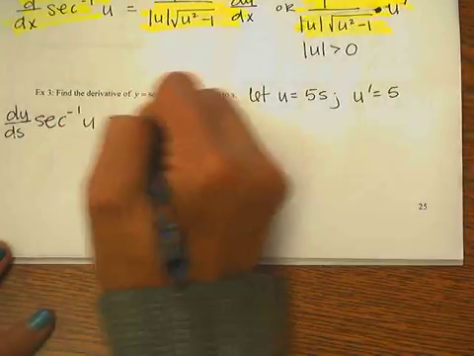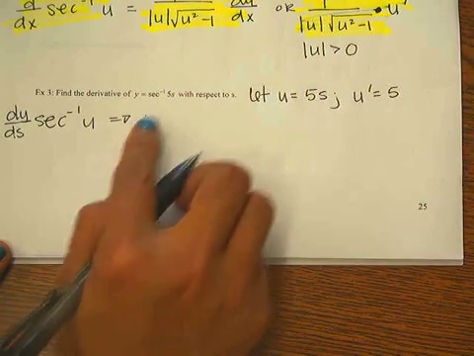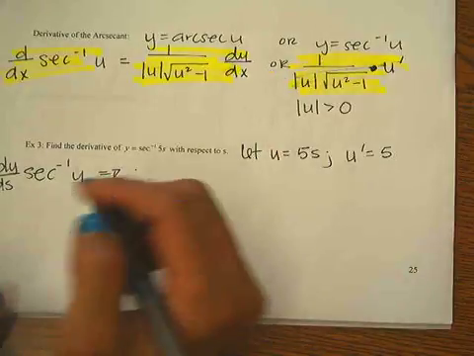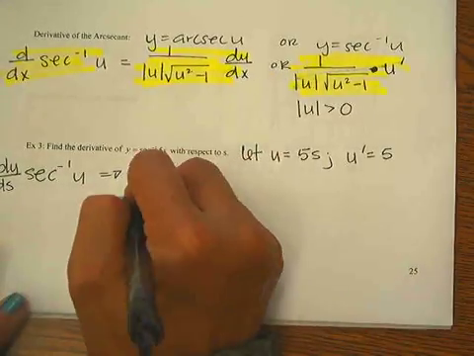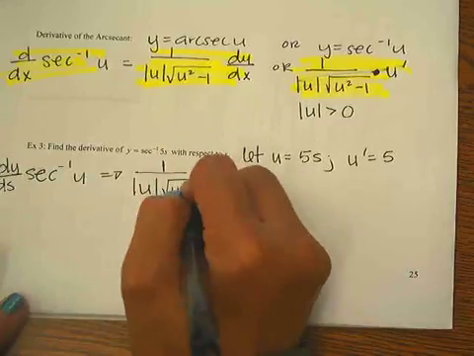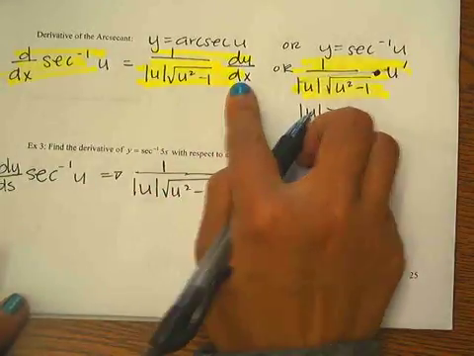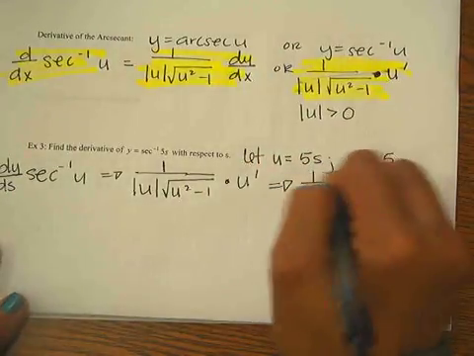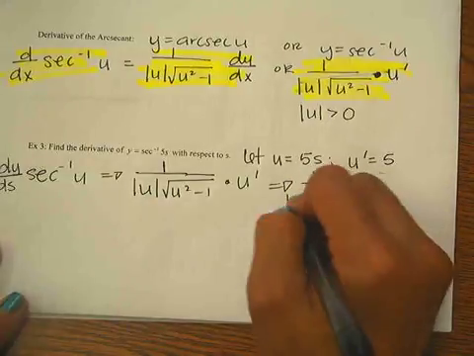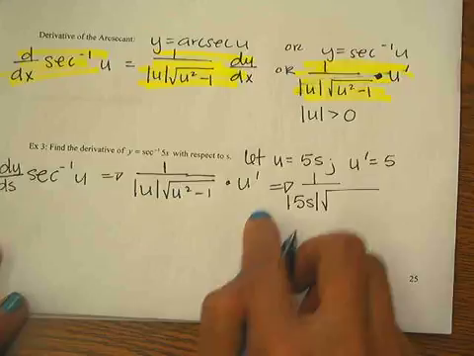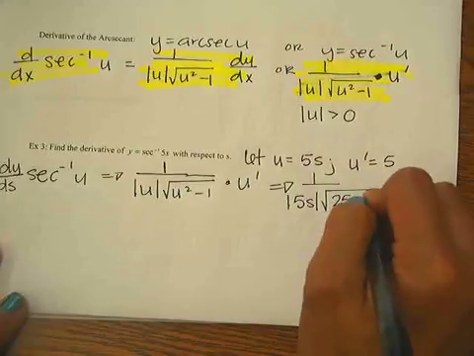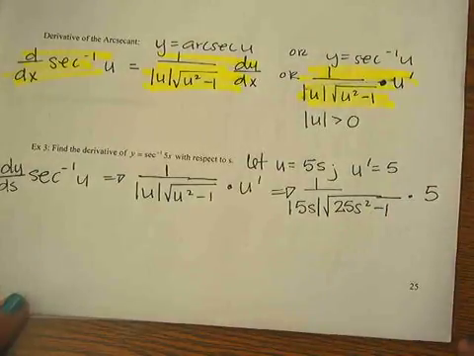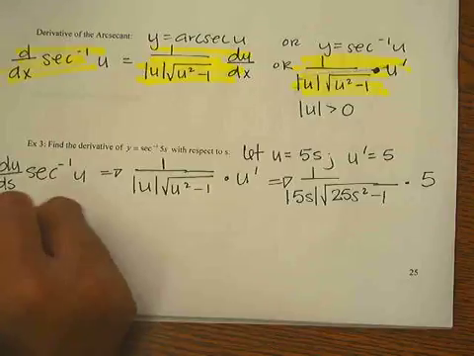Here we go. According to my formula, it's right here. I'm going to write the formula first: 1 over the absolute value of u times the square root of u squared minus 1, times du dx, or in this case, you can write u prime. Then now I'm going to fill it in. 1 over the absolute value of u, which is the absolute value of 5x, and u squared is 25x squared, minus 1, times u prime, which is 5. So that's all out there. Let's make it pretty.